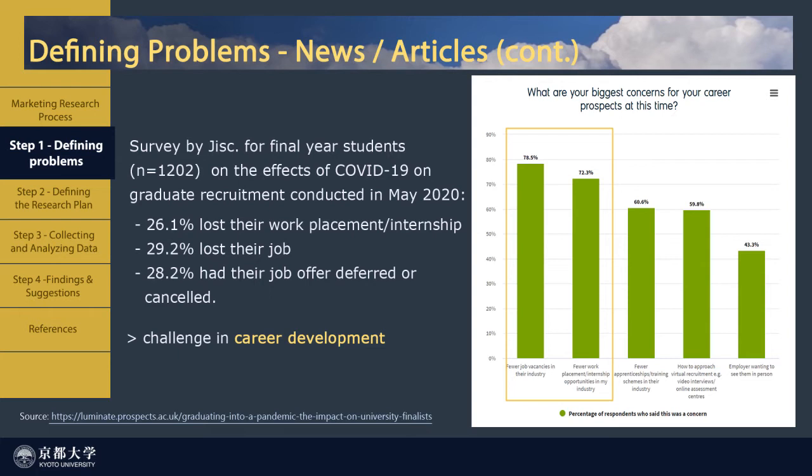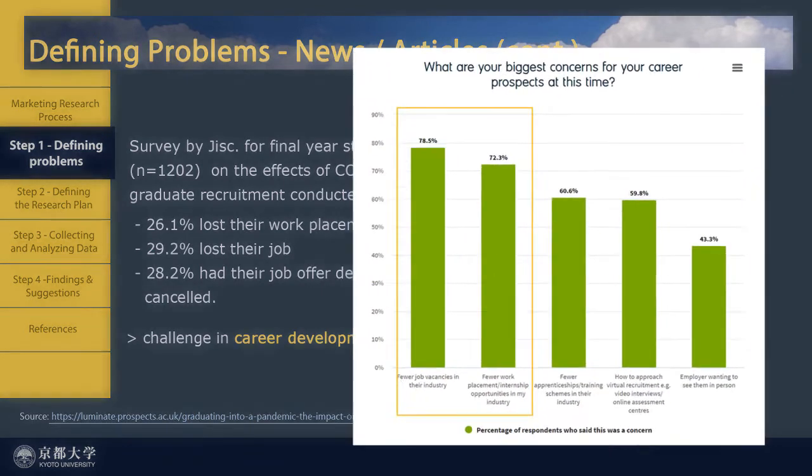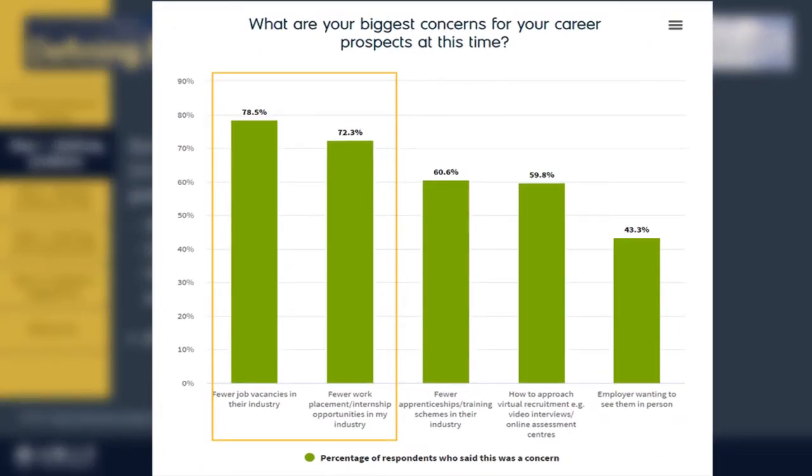A survey was conducted by a non-profit education research organization in the UK to more than 1,200 students in their final year at the university. The results show that more than 1/4 of them already lost work placement or internship opportunity, and nearly 30% of them actually lost their job or their job offer was deferred or cancelled. In another question asking what was their biggest concerns for career prospects, almost 80% of the students mentioned fewer full-time job vacancy, and 70% of them talked about fewer opportunities for work placement or internship.